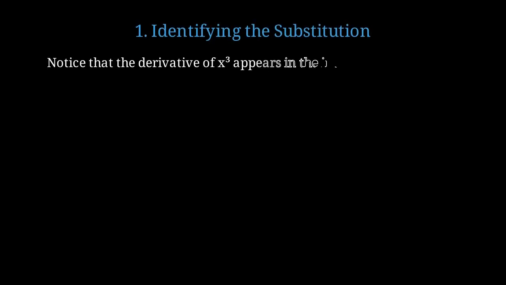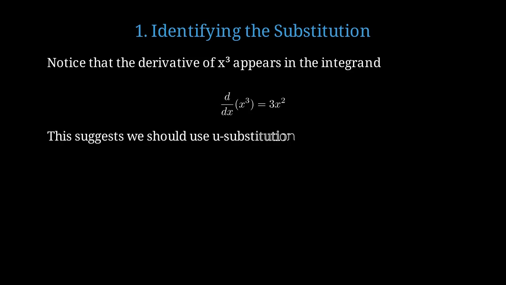If we look carefully, we notice that x squared is related to the derivative of x cubed, which appears in the exponent. The derivative of x cubed with respect to x equals 3x squared. This relationship suggests that u substitution will be the perfect technique for this integral. So let's set u equal to x cubed.